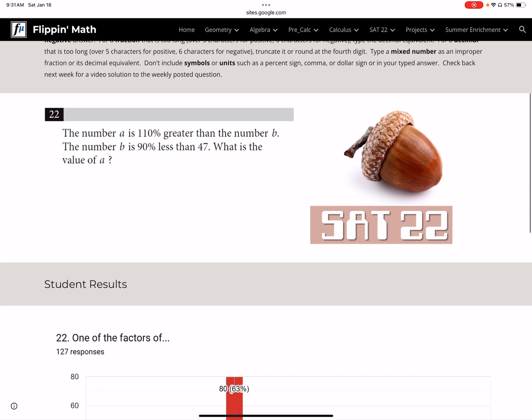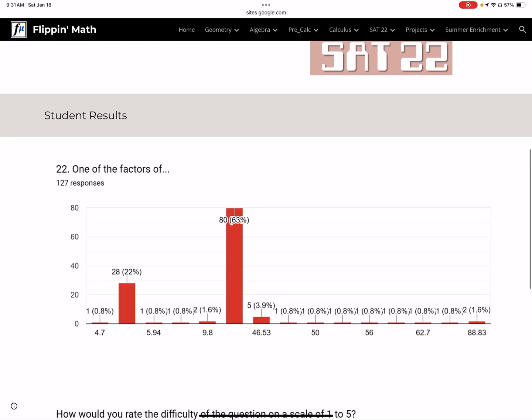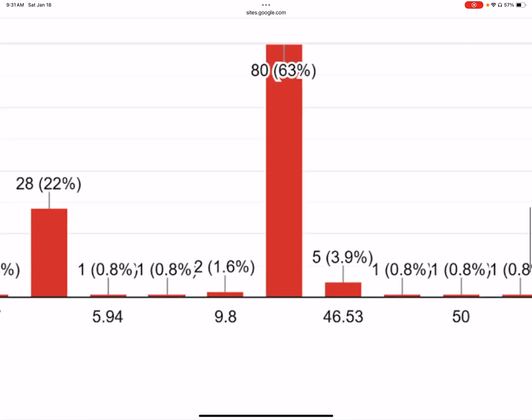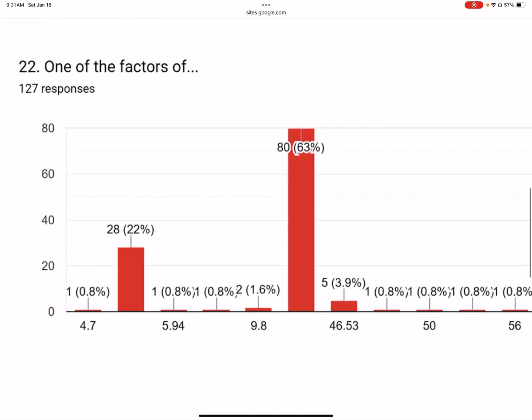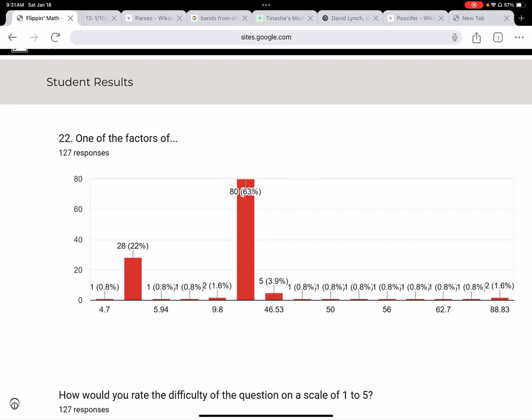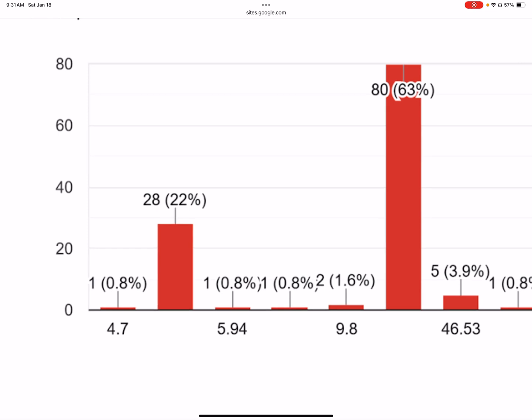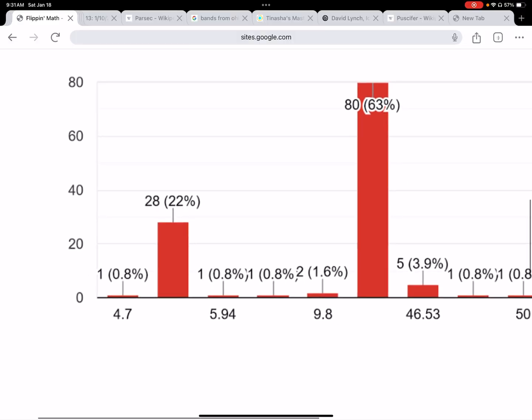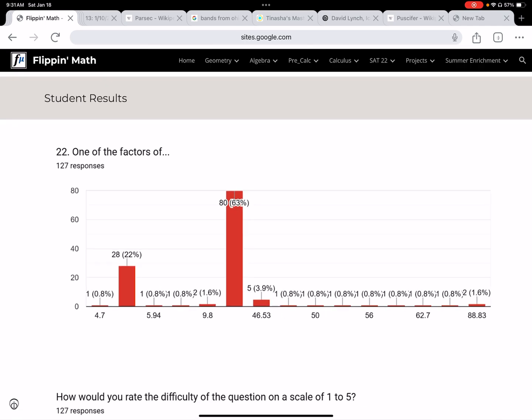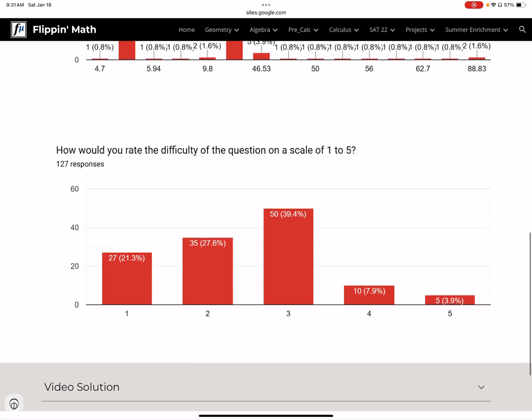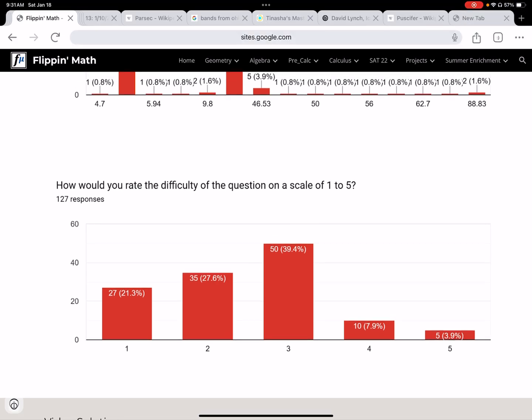So let's take a look at how we did on this question. You can see that there's only two spikes on this thing, where we have 63%. 80 of us said some number that's a little bit bigger than 9.8, which was the correct answer, by the way. And then 28 of us, 22% of us, said something a little bit bigger than 4.7. I think it was 5 point something. Anyway, we said that this was a medium level to a little bit on the easy side kind of a question. So let's go ahead and dive into the solution.